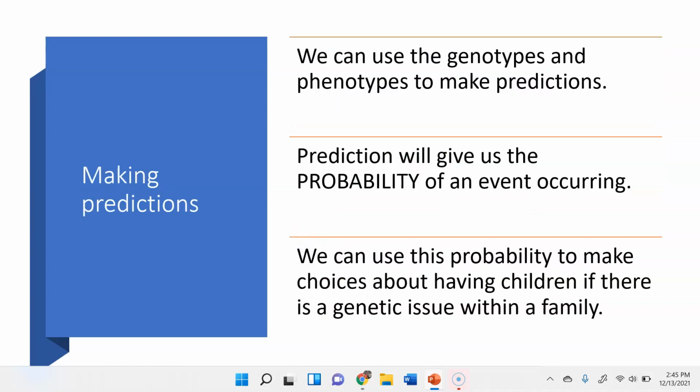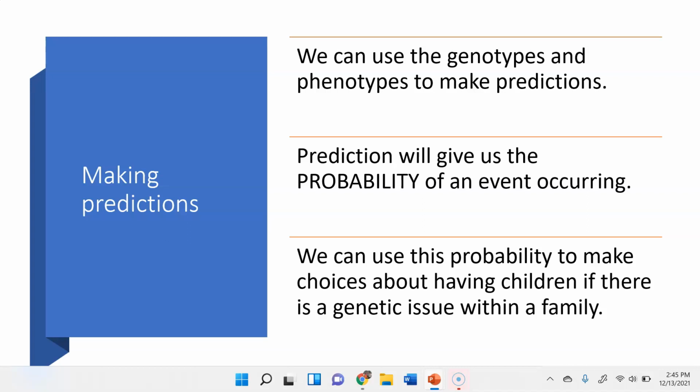So let's look at how we can use this information then to make predictions. Predictions will give us the probability that an event will happen. It's not a for sure thing. If there's a 25% chance that a genetic event occurs, that does not mean that 1 out of every 4 children all the time are going to end up with that genetic disorder. It just means that there's a 25% chance of it.